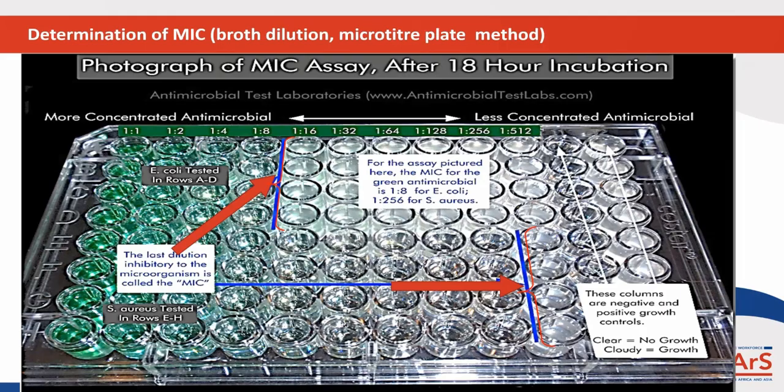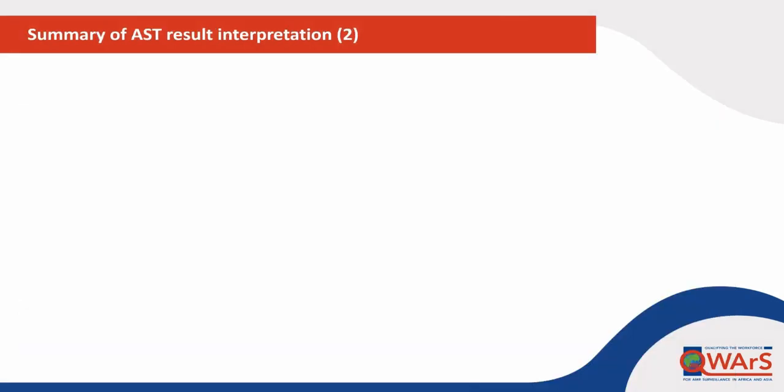Determining whether the organism is susceptible, intermediate, or resistant is done by reference to the cutoff values in CLSI or EUCAST guidelines. This method can be easily automated. AST by MIC will be described in detail later.